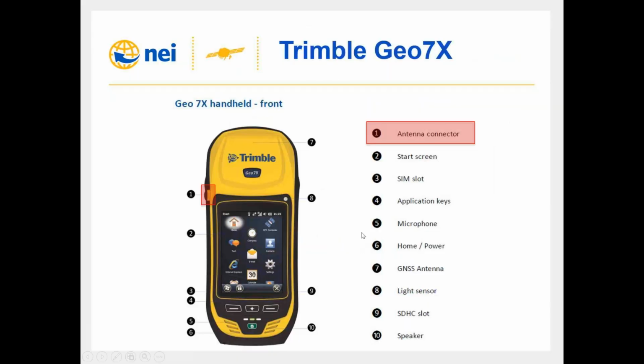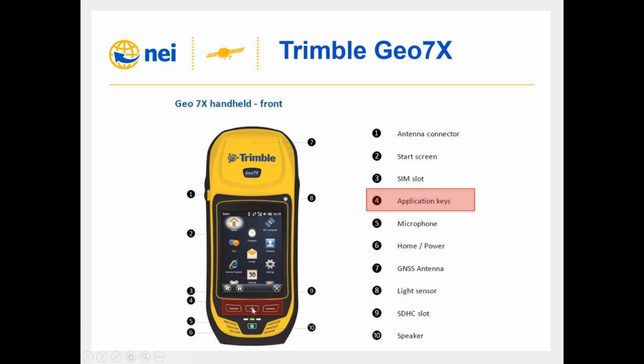So here's the Geo 7. I'll just run through these. Antenna port, the home screen, start screen, SIM card on the left side. I use a hotspot. I don't really get an integrated SIM just for this device. I just use a hotspot if I want to connect to the internet. We'll talk about why we need that in a minute.